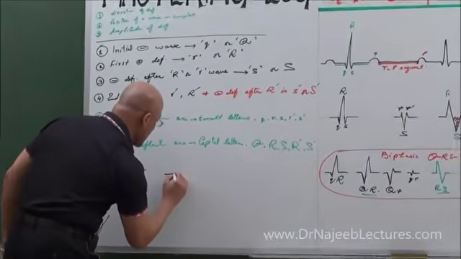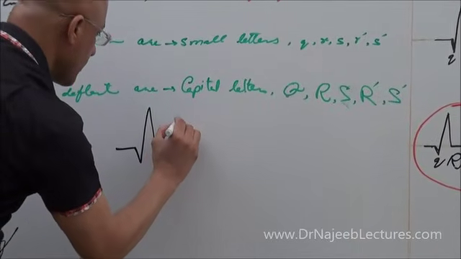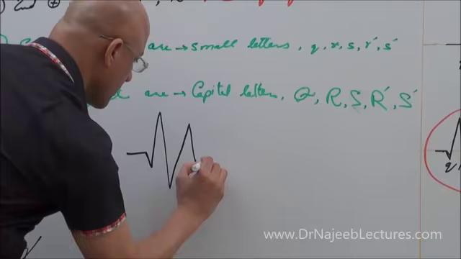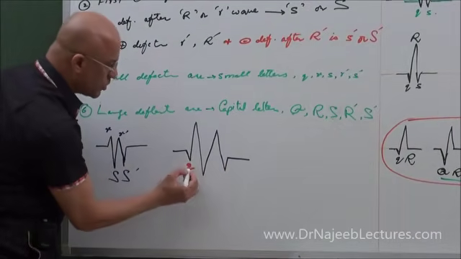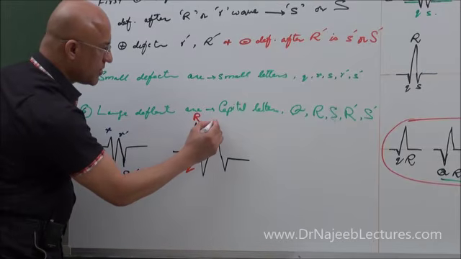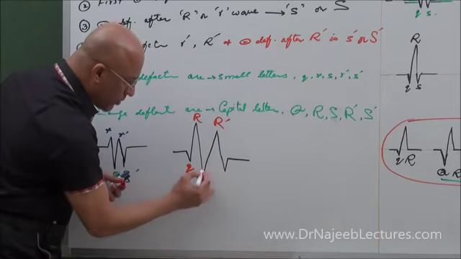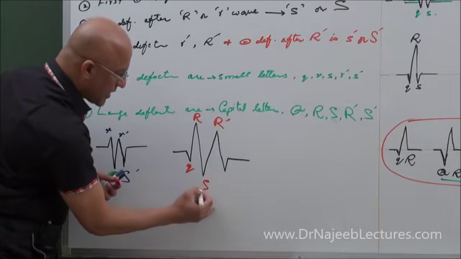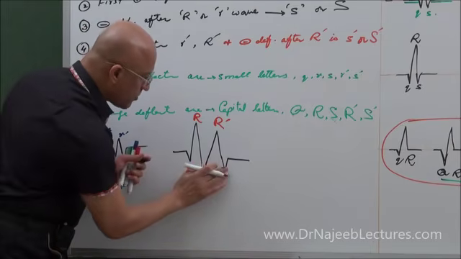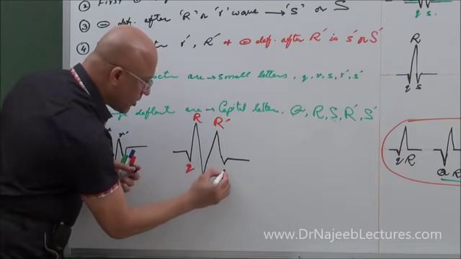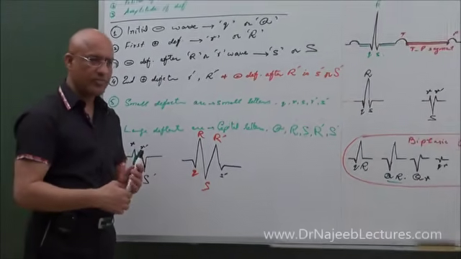Right? Now I will draw one more complex. I just want to see how you label these. This is a very unusual presentation, but anyway, what is this? Q, R, what is this? R prime. And if you draw the isoelectric line, then it is going below the isoelectric line, it is capital S. And if it is small, this is small s prime. So I hope you are clear about it. Is there any question? Okay.